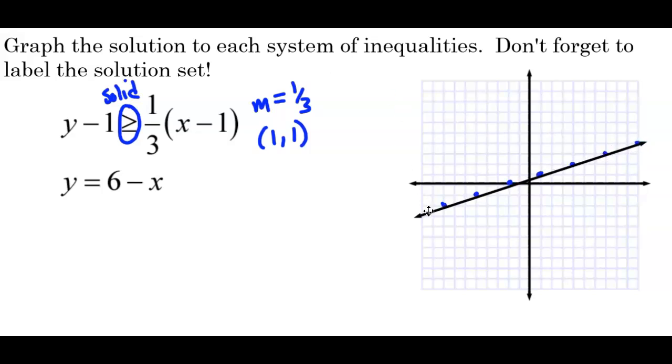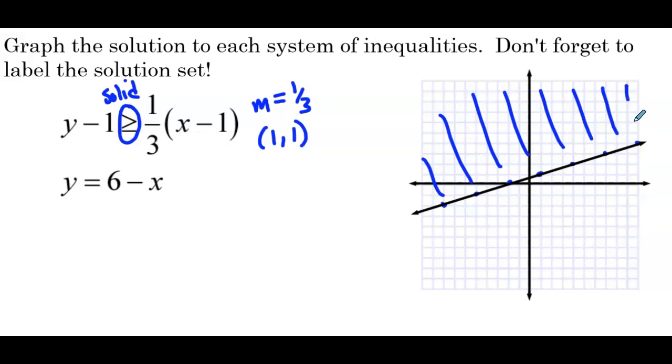Let's just adjust that so it looks a little bit more correct through the points. There we go. And where are we going to shade our solution set? So where's y minus 1 greater than or equal to 1/3 times the quantity x minus 1? Well, all the points above the line have a y coordinate that's greater than those on the line. We'll label our inequality.